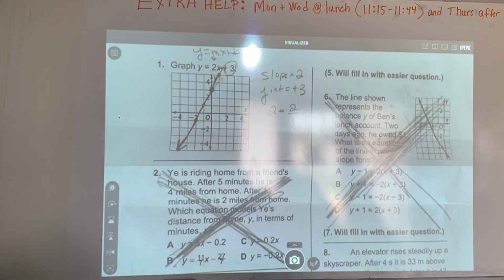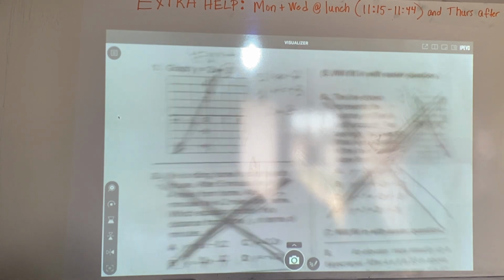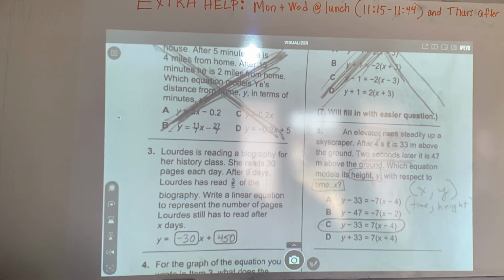You have another question on this one? Yeah, 3. Okay, number 3. Remember, even if you did not complete this, you should be taking notes on this. Number 3. This one is tricky.